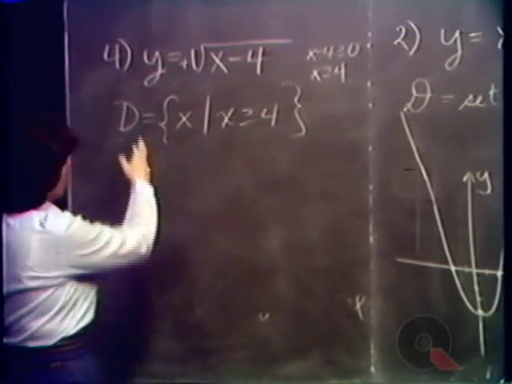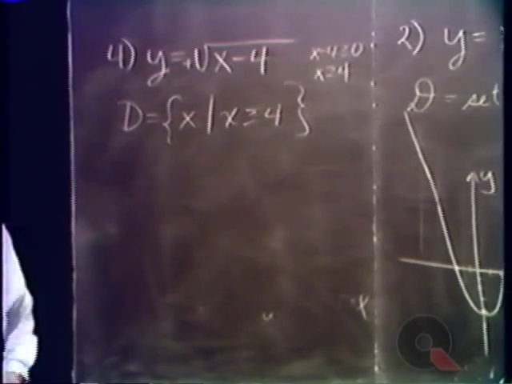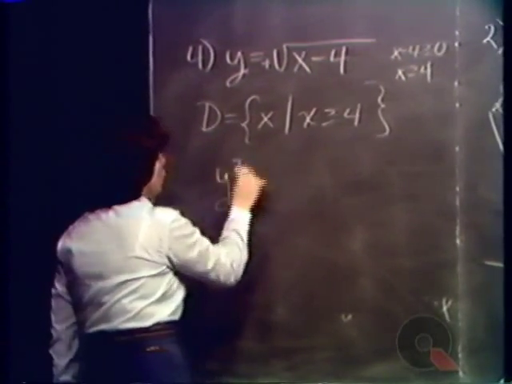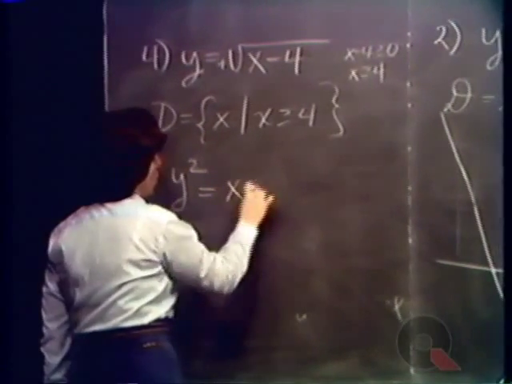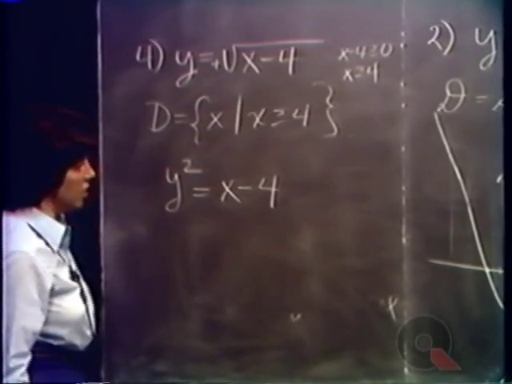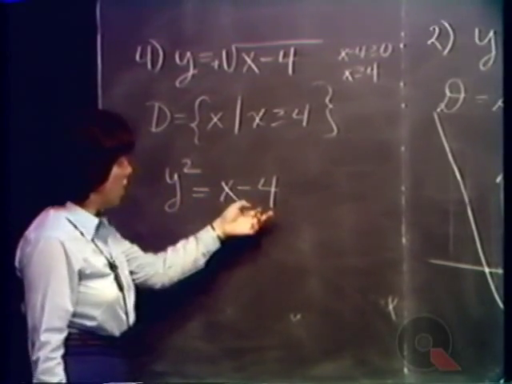Now, if I'm faced with the problem of sketching the graph of something like that, anytime it has a square root, the best thing to do is start off by squaring both sides. If you square both sides, we get y squared equals x minus 4, which is the example that we just completed, the entire parabola. But the idea is to use this as a guide in sketching.